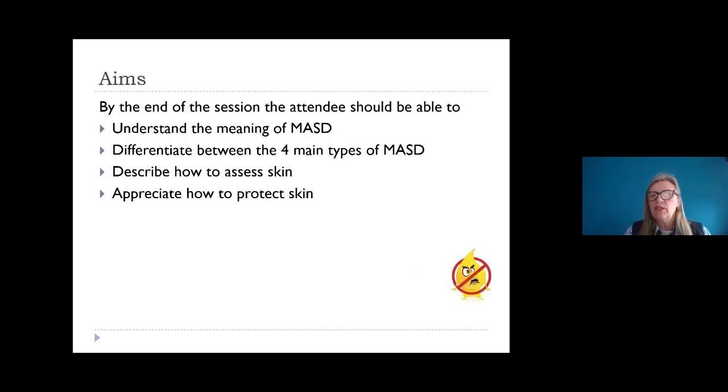So what I'm aiming to achieve by the end of this session is that you should all have an understanding of what we mean by moisture-associated skin damage, be able to identify the four main types, describe how to assess the skin and appreciate how we might best protect it.